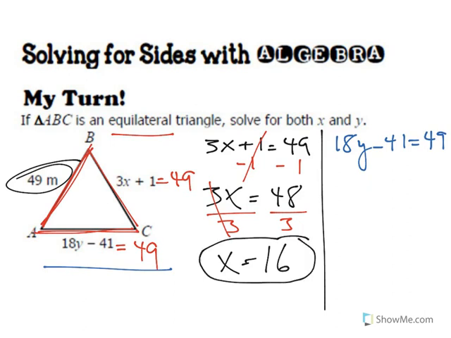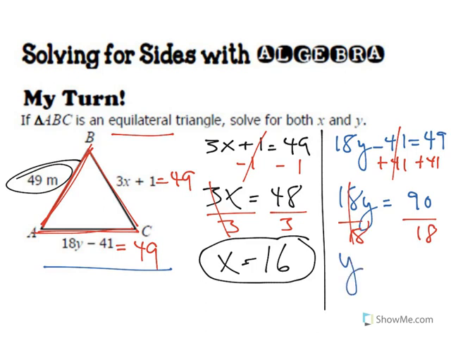All right, let's go ahead and do the same thing with the y value. So I'm going to add 41 to both sides. I'm left with 18y equals 90. I'm going to divide both sides by 18, and left with y equals 5. And that's how we do that.